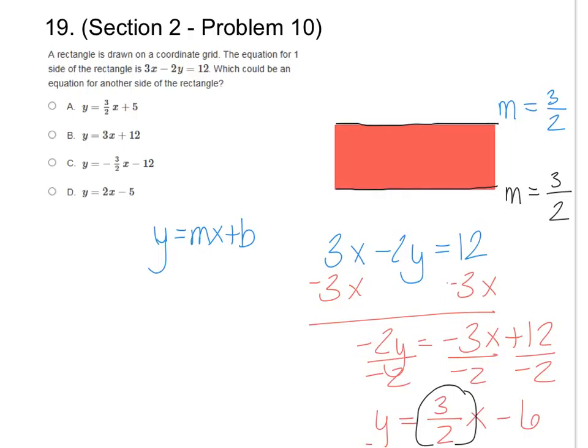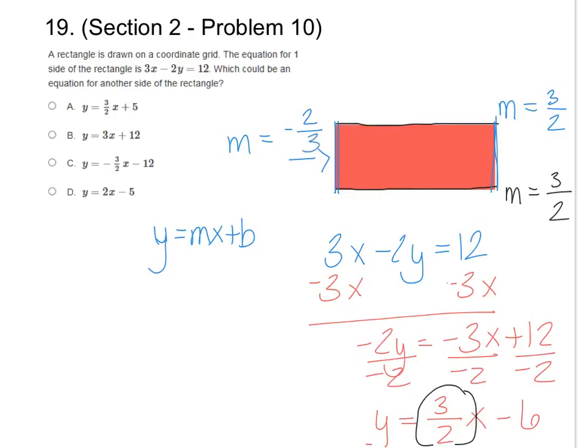If I was looking for another side of the rectangle, so let's say I was looking for either this side or this side or this side, if I was looking for either of those sides, those would have to be perpendicular to that first given side. And perpendicular lines, remember, the slopes are opposite reciprocals. So if I was looking for the slope of this side, it would have to be the opposite, so it would have to be a negative, and then I would have to take the reciprocal of the slope, which means I'm going to flip the numerator and the denominator, so it would be 2/3.